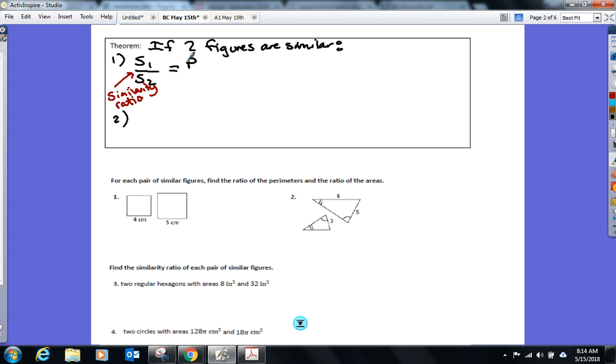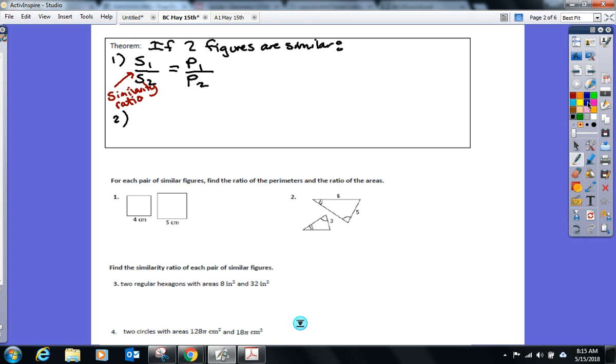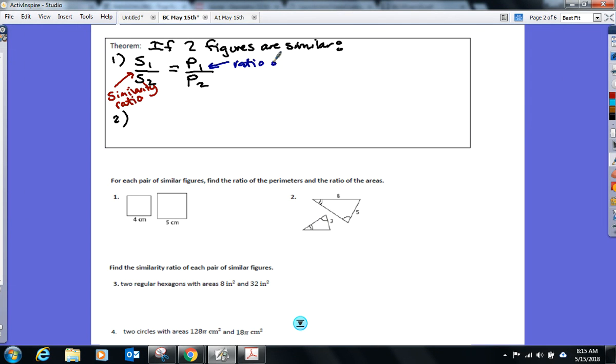So I'm going to put P1 over P2. Those ratios are always the same. Whatever the ratio between the sides are, that's the ratio between your perimeters. And if you need to jot that down, that P is for perimeter. That's the ratio of the perimeters.